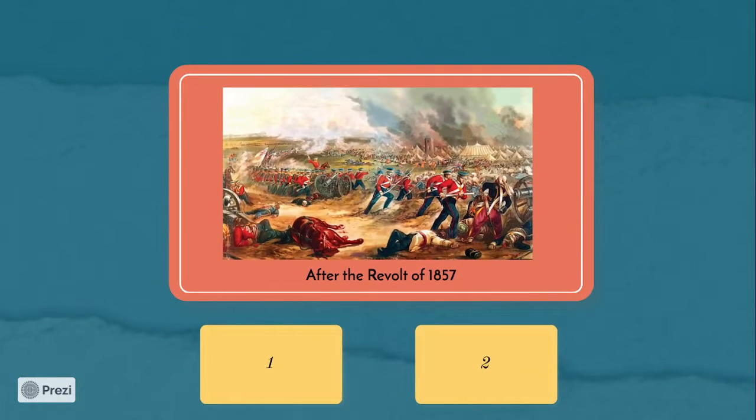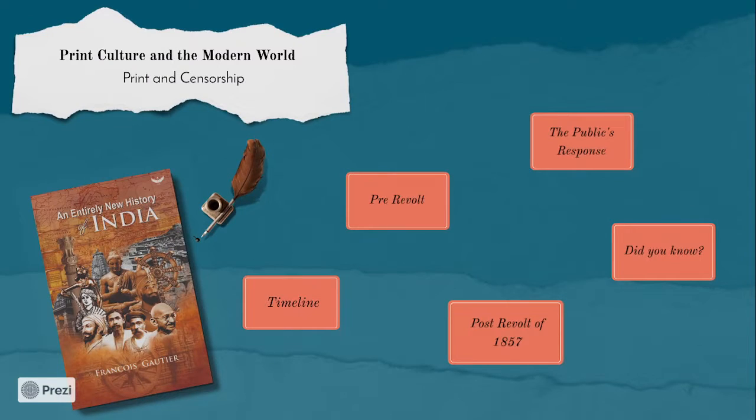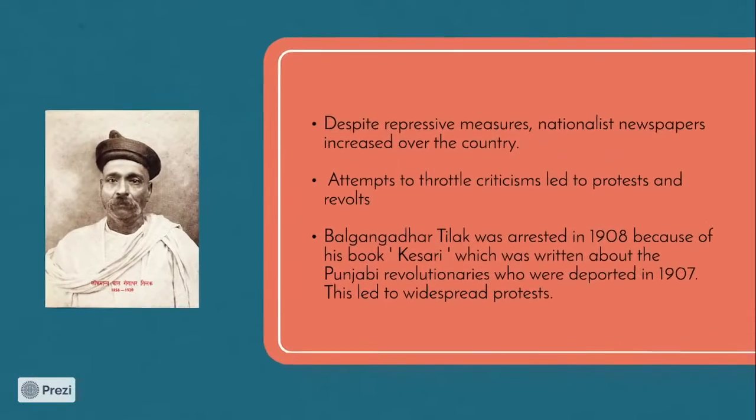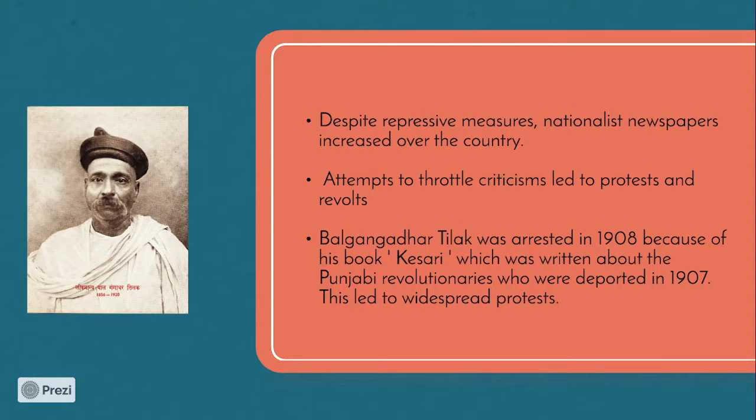Now, let's take a look at what the public's response was to all these regulations. Despite repressive measures, nationalist newspapers grew in numbers in all parts of India. They reported on colonial misrule and encouraged nationalist activities. Attempts to suppress nationalist criticisms provoked violent protests. This in turn led to a cycle of persecution and protests.